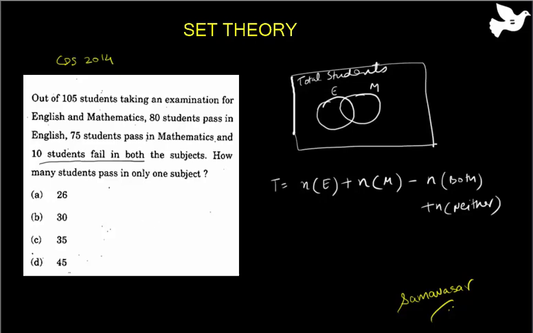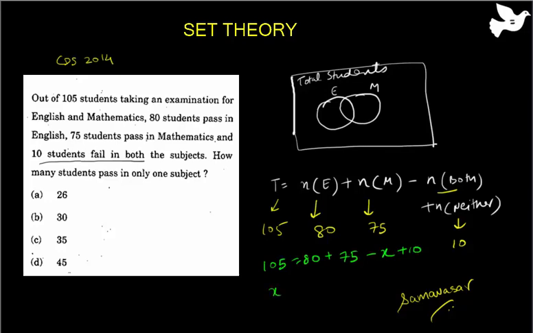So now we are told that number of students who passed in English is 80. Number of students passed in mathematics are 75. Number of students who pass in both is what we are supposed to find out. And number of students who pass in neither are 10. That is because they have failed in both. And the total number of students are 105. So then my equation will become 105 is equal to 80 plus 75 minus, let us say, x plus 10. I solve for x and I get 60.